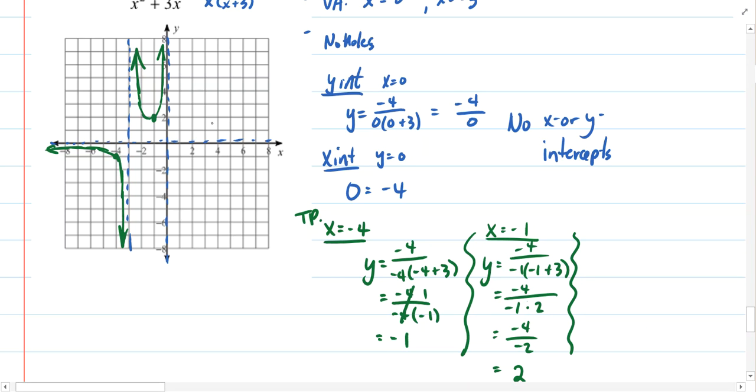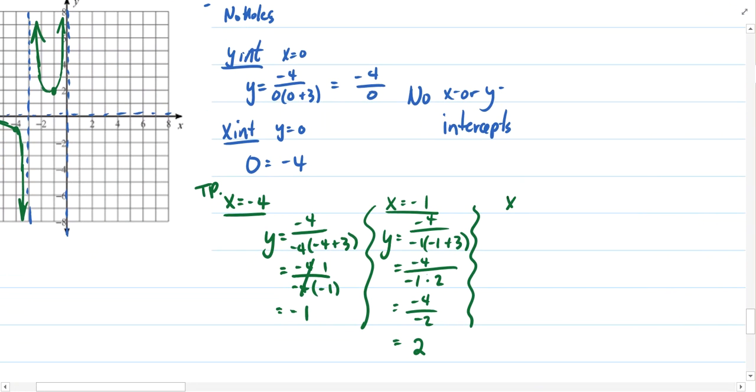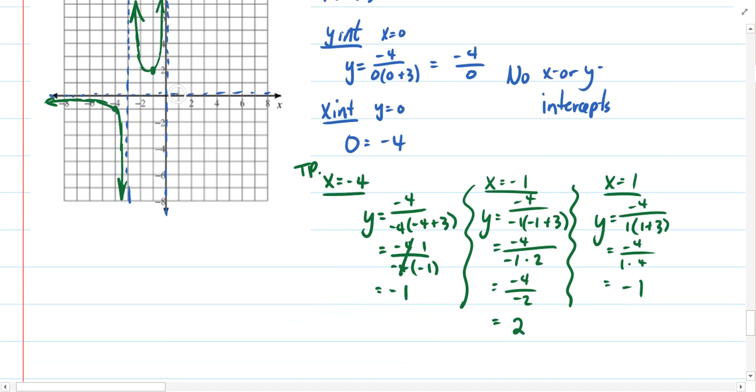And then lastly, to identify the final branch, I need to pick an x value somewhere over here to the right of the y-axis. So I'll use an x value of positive 1 this time. Y is equal to negative 4 over 1 times 1 plus 3, which would be equal to negative 4 divided by 1 times 4. Well, that's easy. Negative 4 divided by 4 is negative 1. So when x is 1, we have a y value of negative 1, and we too see a branch or section of the graph that exists below here, captured by the vertical and horizontal asymptotes.